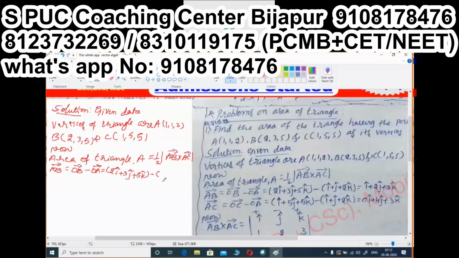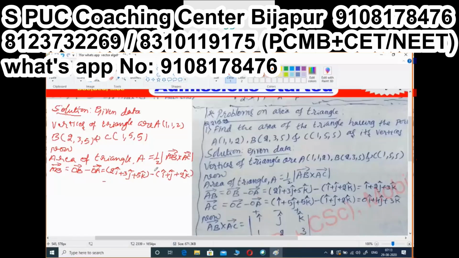So that is 1 i cap, of course coefficient 1 here, plus j cap plus 2 k cap. So you do the subtraction of these two vectors and then you are going to get the required AB. If you like to do it here only, you can do it. So I am going to write it here.